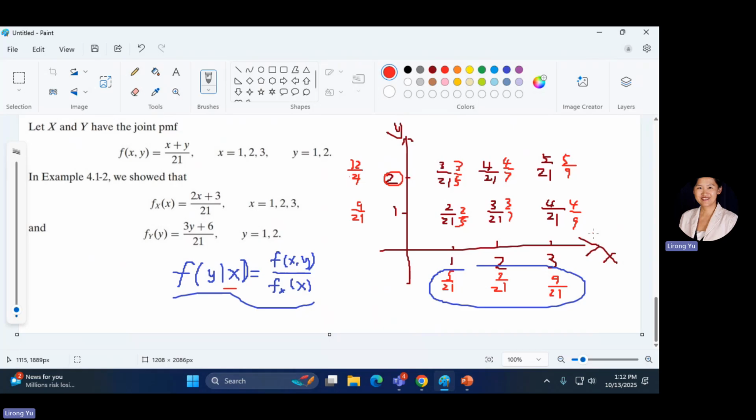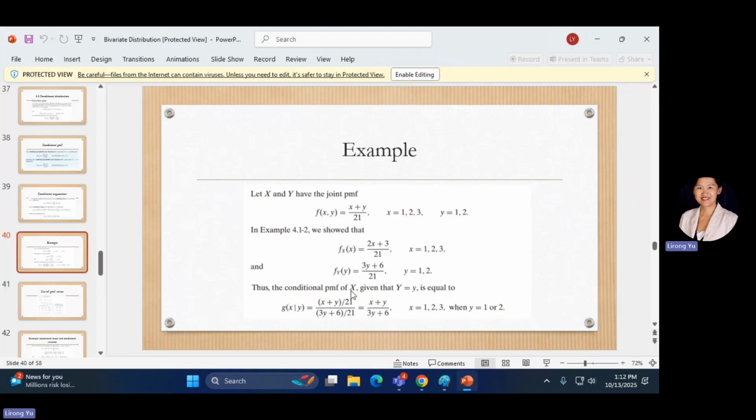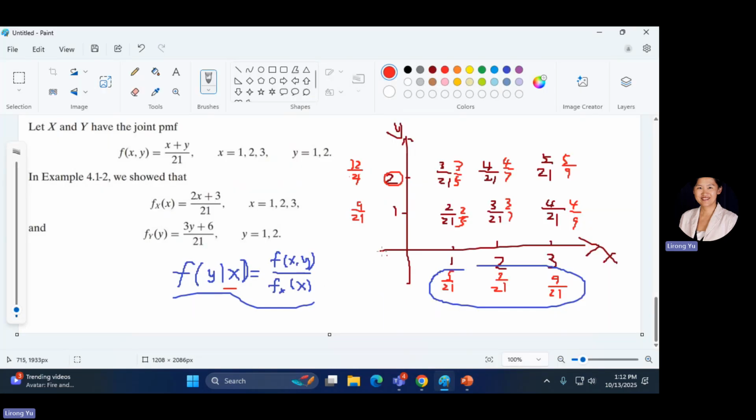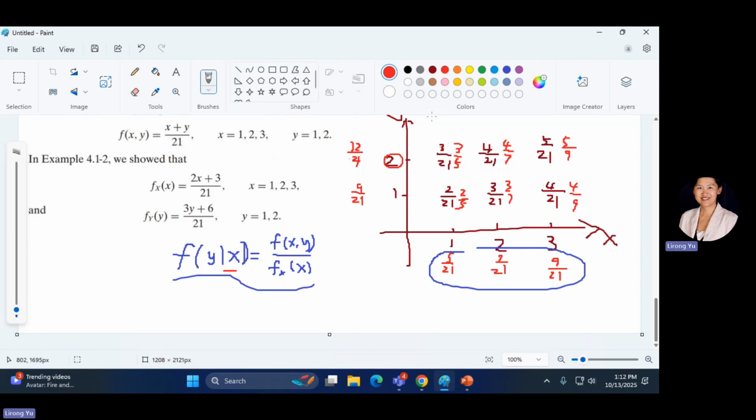So that was the formula. The formula we're given is x given y, and I did y given x. Now, what if we want x given y? Let's try to look at it.